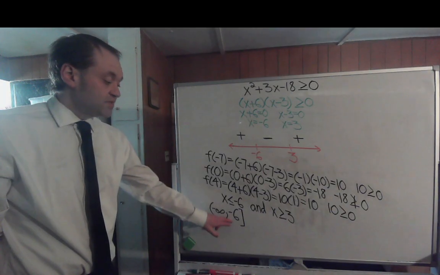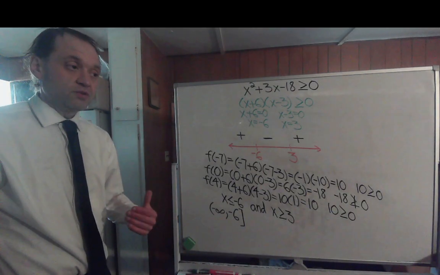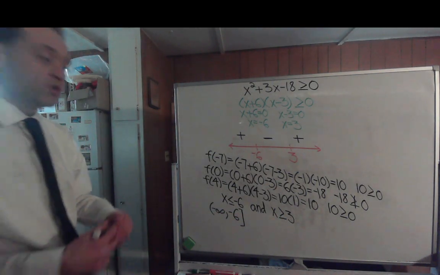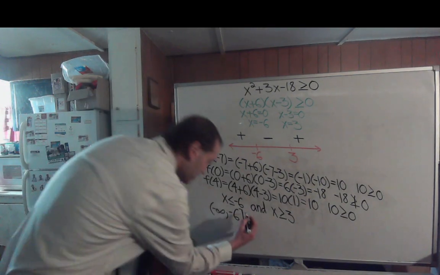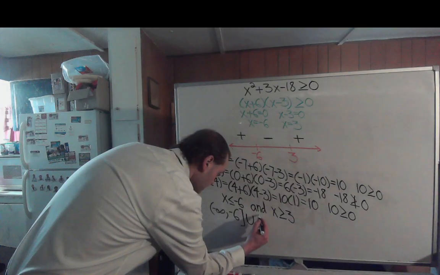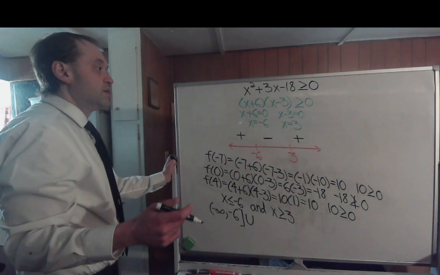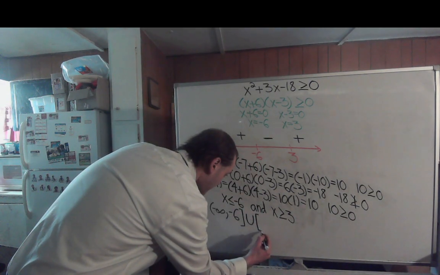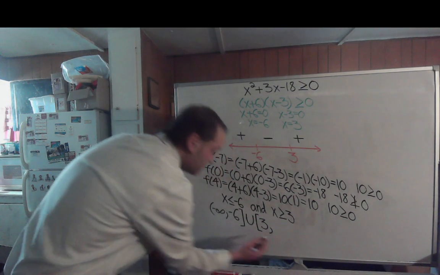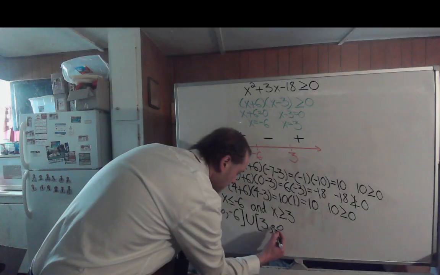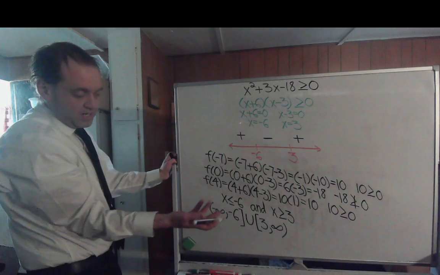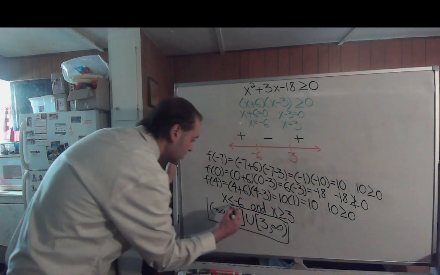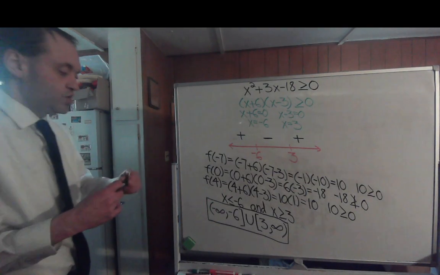But if the negative 6 in this case is included in your solution set, you'll put a bracket next to the negative 6. If it wasn't included, you would put a parenthesis. And then you'll put the U for union to indicate we have two sets in union, where 3 is also included in the solution set. So you'll put a bracket around the 3, comma, infinity with a parenthesis, since we can't really include infinity, but that's the answer we'd be looking for in interval notation.